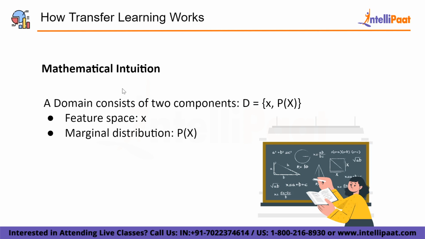What is marginal distribution? The marginal distribution, which is P(X), represents the probability distribution of the features or inputs in the given domain. It describes the probability of occurrence or distribution of these features across the dataset. Mathematically, transfer learning aims to find mappings or relationships between the source domain and the target domain. The intuition lies in understanding and utilizing the similarities or relationships between these domains, allowing the transfer of knowledge, representations, or learned patterns from the source to the target domain.